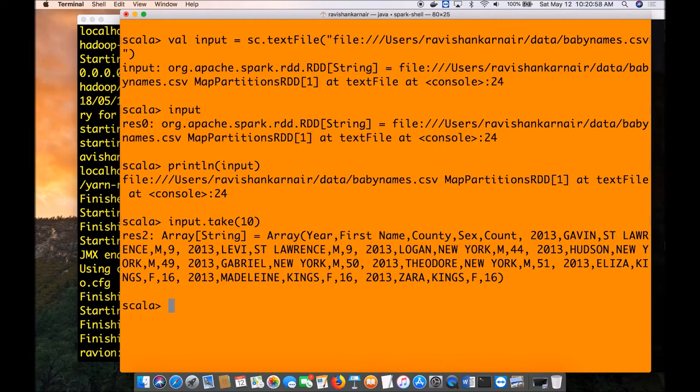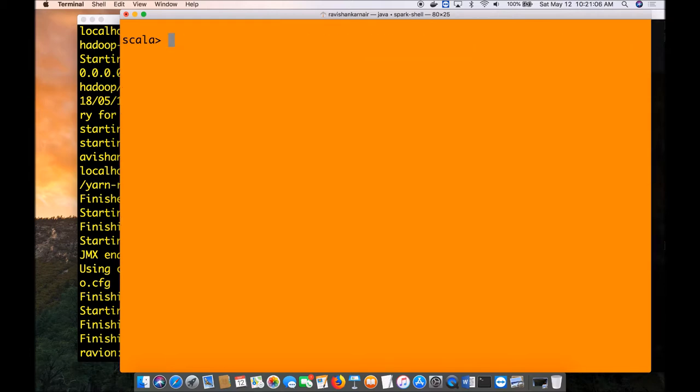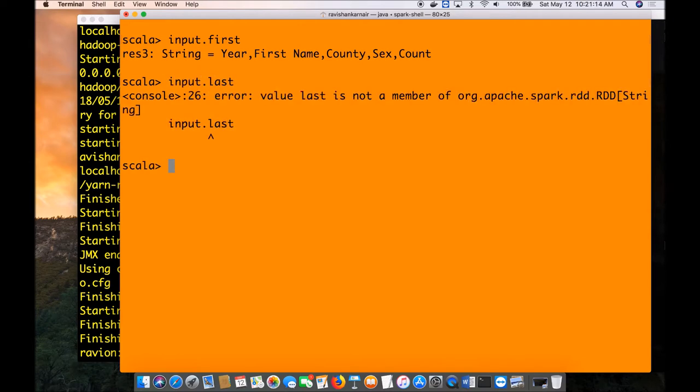So, what we will do is, first, let us take out that header. How will you know the header? Control L, clear the screen. input.first. And don't get too excited by typing input.last, because it gives an error. So, input.first will give you this one.